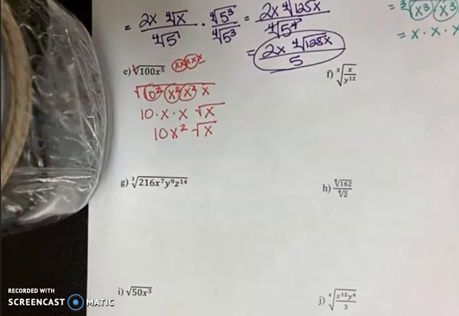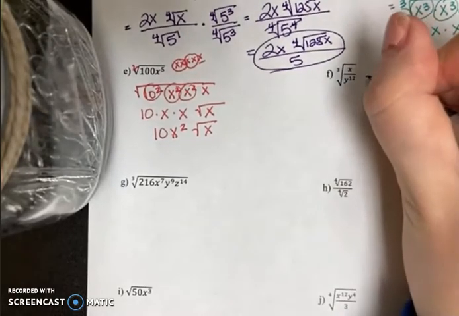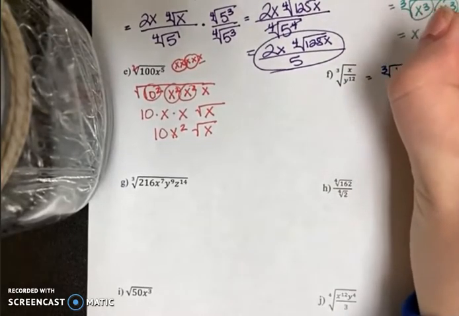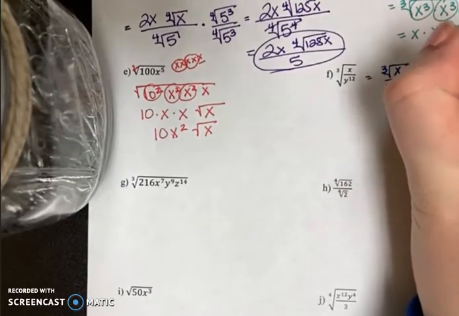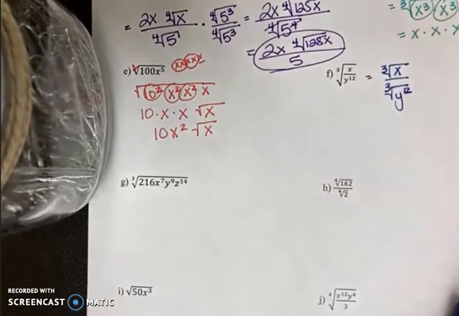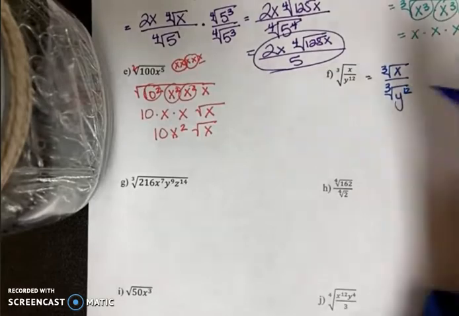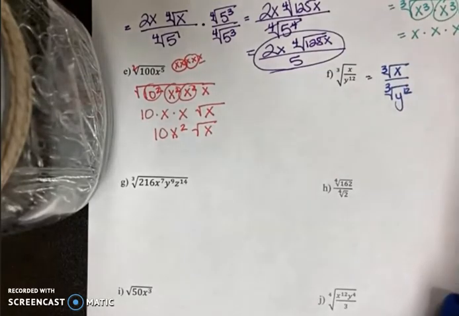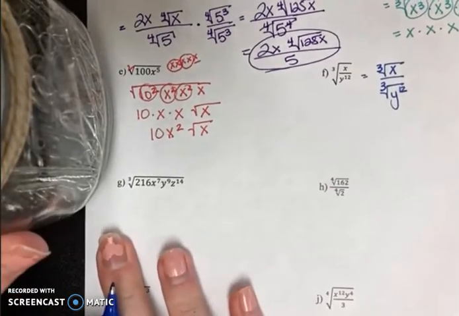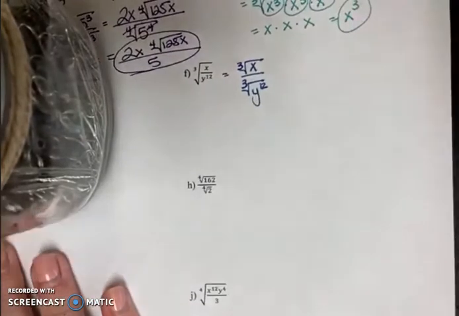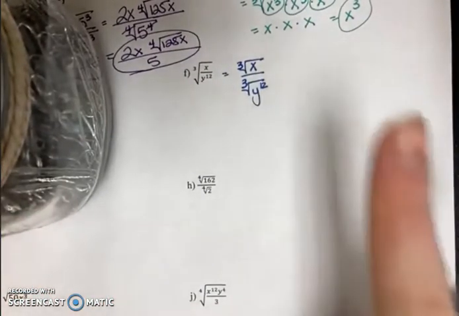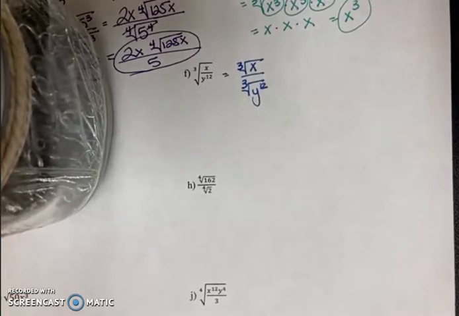Part F, I have a quotient. So I need to break apart the quotient using the quotient property and then see if I can rewrite them as perfect cubes. In the numerator, I have the cube root of x. Well, x to the first power, I only have 1 x. And I can't make any sets of 3 from that. So that's as simplified as it can get.